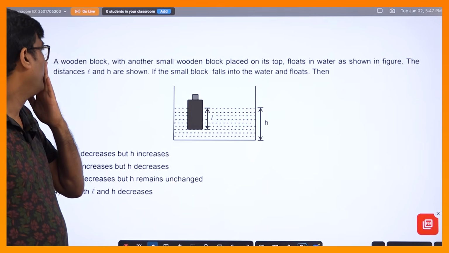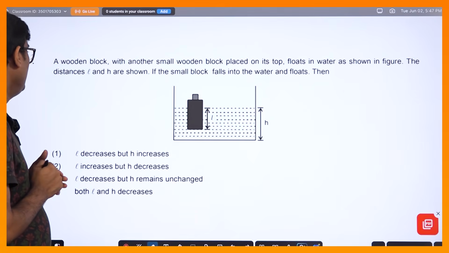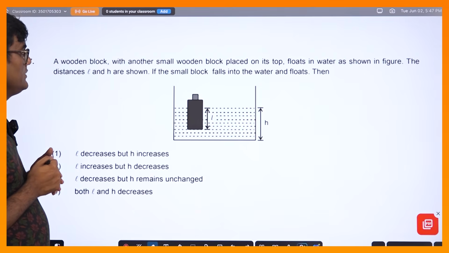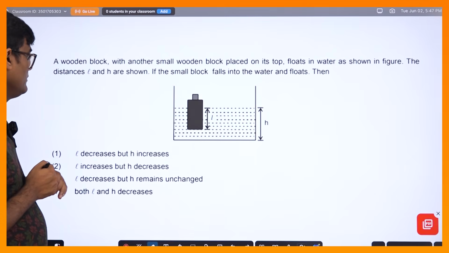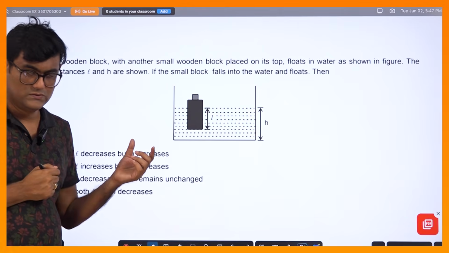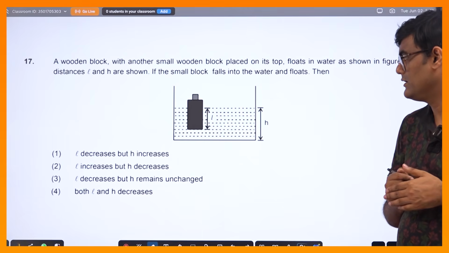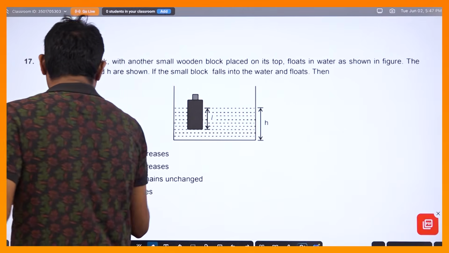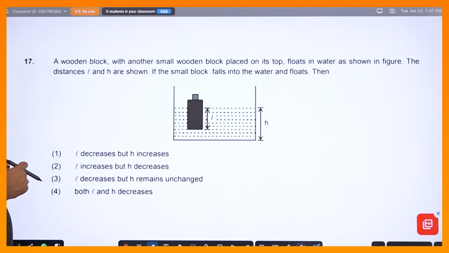A wooden block, another smaller wooden block is placed, floating. The distances L and H are shown. If the small block falls into the water, the small block also falls into the water and it starts floating, then what will happen? Look, of course, L will increase.